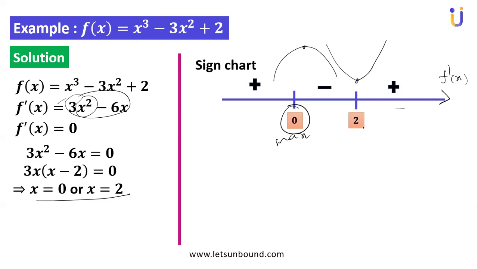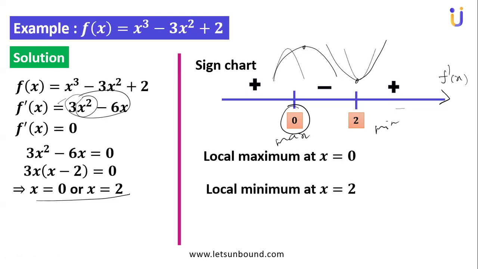Decreasing to increasing, it's a minimum. That's it. We find the local extrema. That's simple, right? So local maximum at x is 0 and local minimum at x is equal to 2.